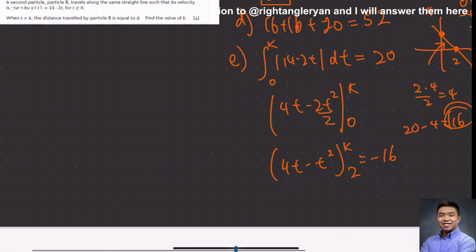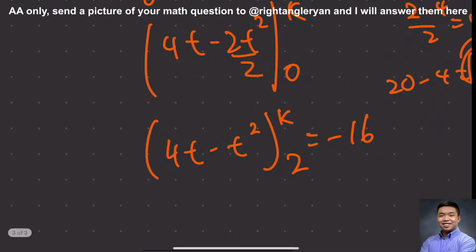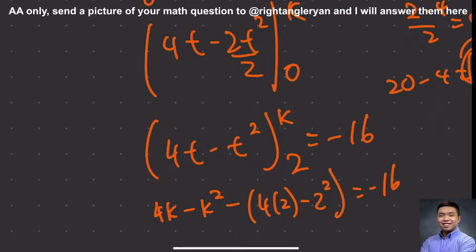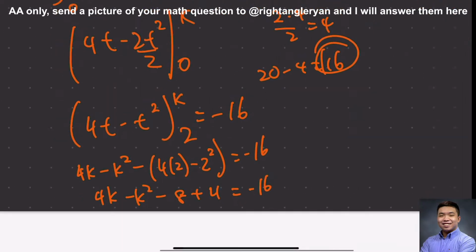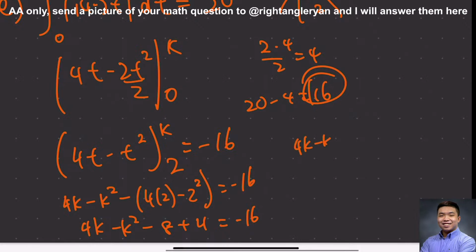So if that's the case, that means we have to do 4k minus k squared, and then minus 4 times 2 minus 2 squared, will be equal to negative 16, okay? So 4k minus k squared minus 8 plus 4 is negative 16. So in this case, we would have 4k minus k squared, and then minus 4 plus 16, so plus 12 equals 0. So we will know that k is equal to, oh wait, 16.